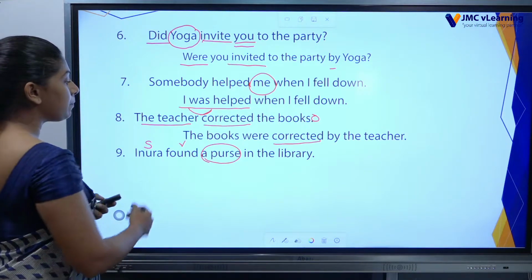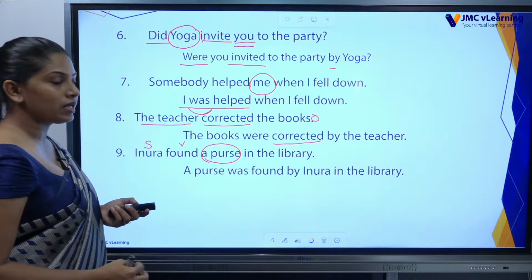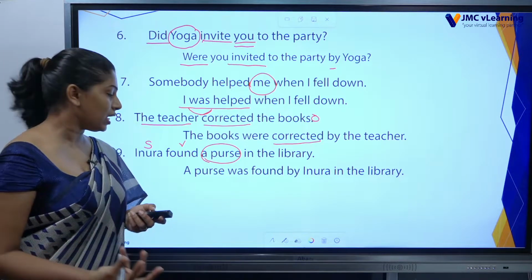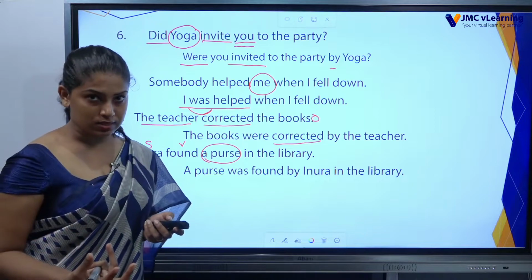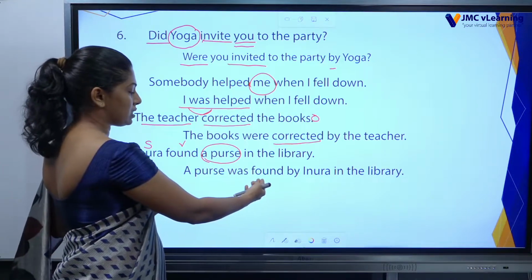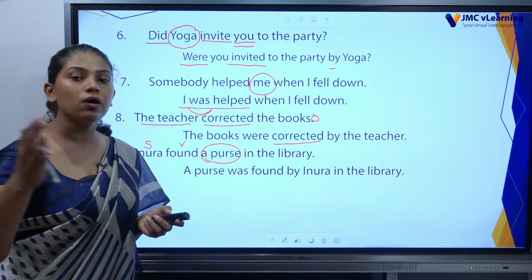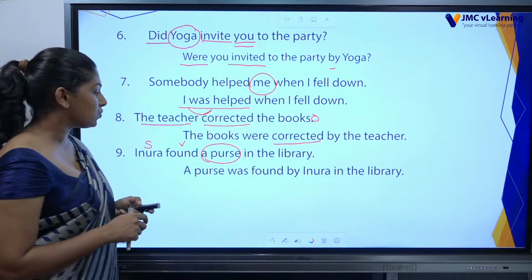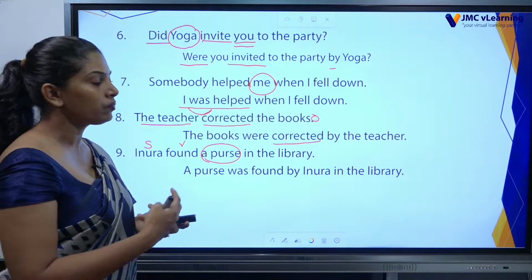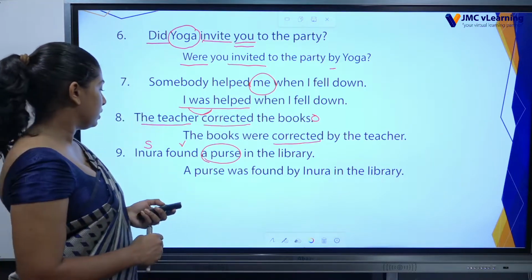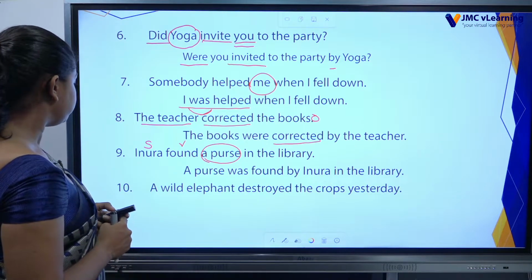That is a purse. A purse means that is singular. So, we can take a purse was. Then, we have to use the verb in past participle. The same thing, found. Find, found, found. Then, a purse was found by Inura in the library. You can write the sentence like that.